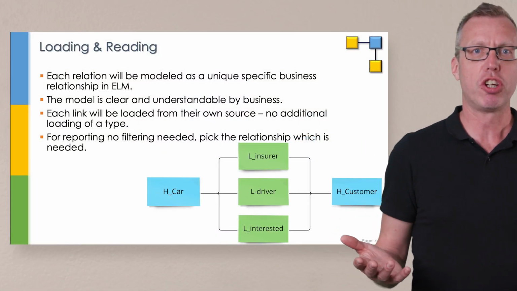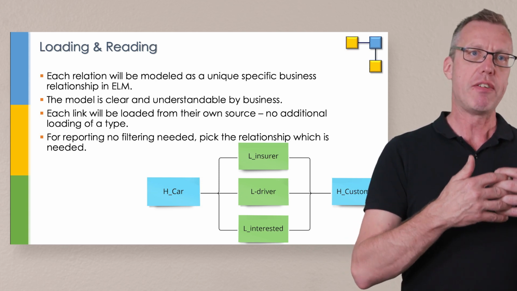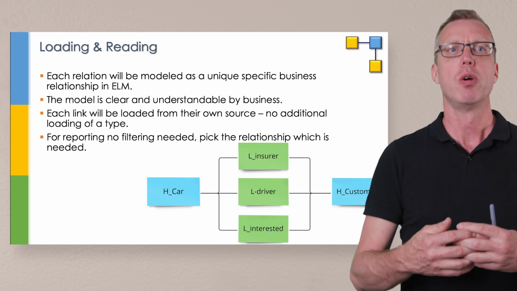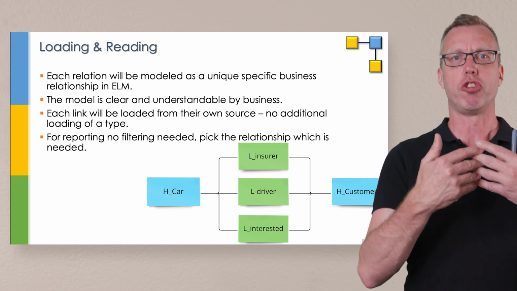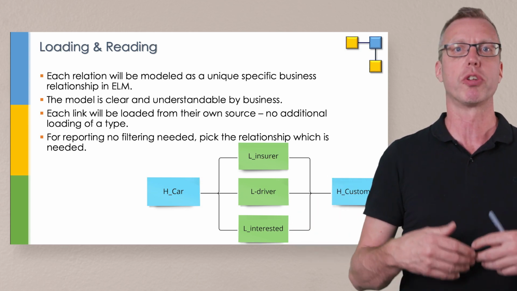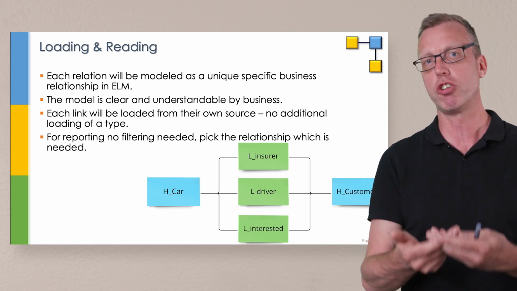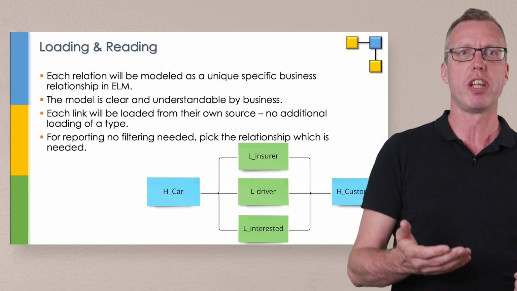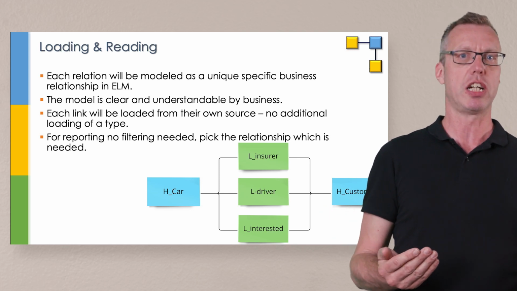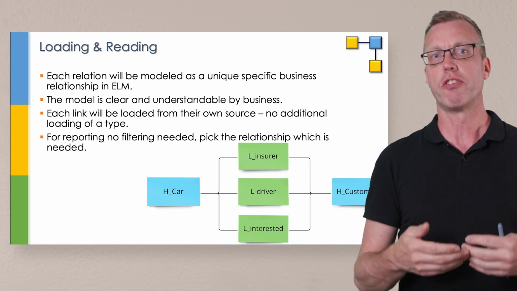Okay, as I just explained to you on the board, this is just the recap of it. Every relationship we see is modeled as a unique, specific business relationship in Elm. If there is an insurer of a car, there's a different relationship between the car and the customer called insurer. Or when that's the driver, it's a different relationship. It's different when you're just interested in. It gives you all the benefits. It's completely clear and understandable by the business, because now the business can see, hey, I have a car, I have a customer, insurer, driver, interest.